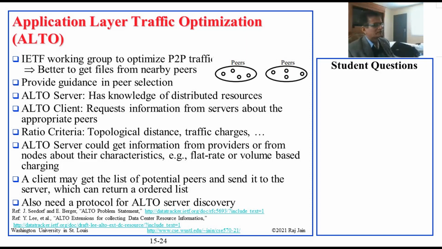So a client can get the list of potential peers and send it to the server, which can return an ordered list. A client can even say, okay, I got this list from whatever they call them, I forgot the name of the nodes that give you the list of peers. Some of you might know it already. But anyway, that list, you send it to the ALTO server, and the ALTO server will say, well, I think these 4 nodes are near you, so talk to them. And then you need protocols for ALTO server discovery to talk to them and all that. So there is a whole set of protocols on that.